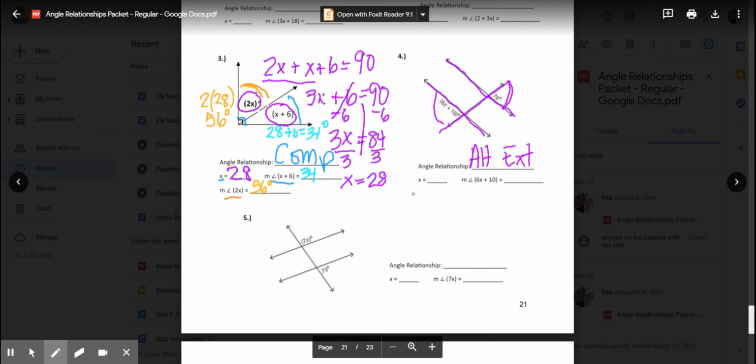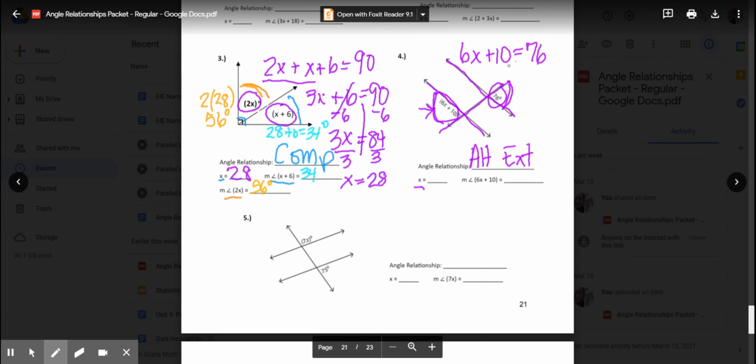Now, what do we know about alternate exterior angles? So think about that. I'm asked to find the value of x, and I'm also asked to find the measurement of this angle. Now, what relationship do alternate exterior angles have? Well, alternate exterior angles are equal. So the equation that we're going to write is that this angle here, which is 6x plus 10, equals this angle here, 76. And that is my equation. They are equal.